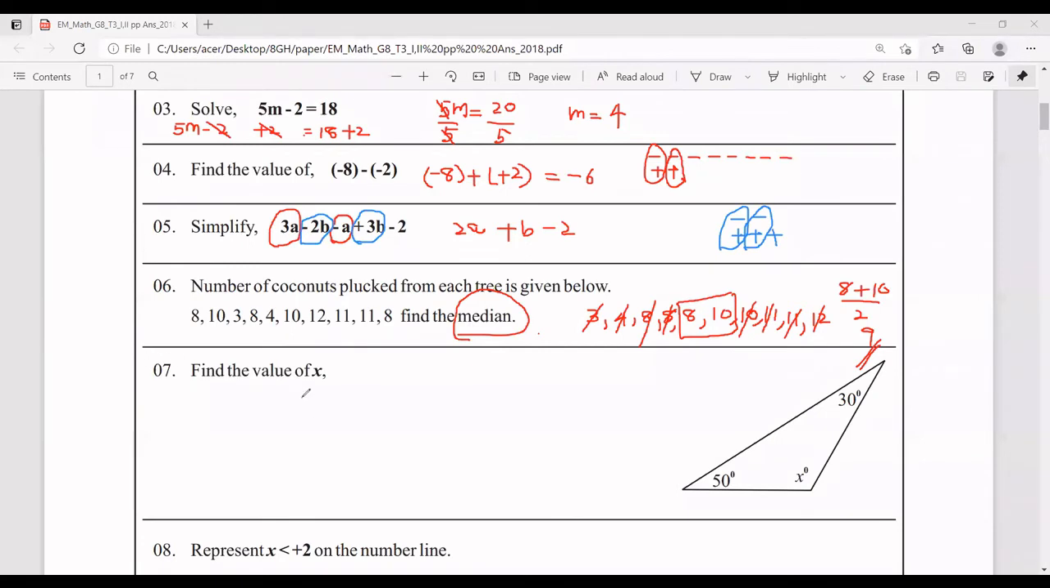Look at the 7th one. Find the value of x. You know, the sum of interior angles of a triangle is 180 degrees. So here 2 angles are given. Sum of all the 3 angles is 180 degrees. Then first add this 50 and 30. 50 plus 30, what? 80. Yes, 80.